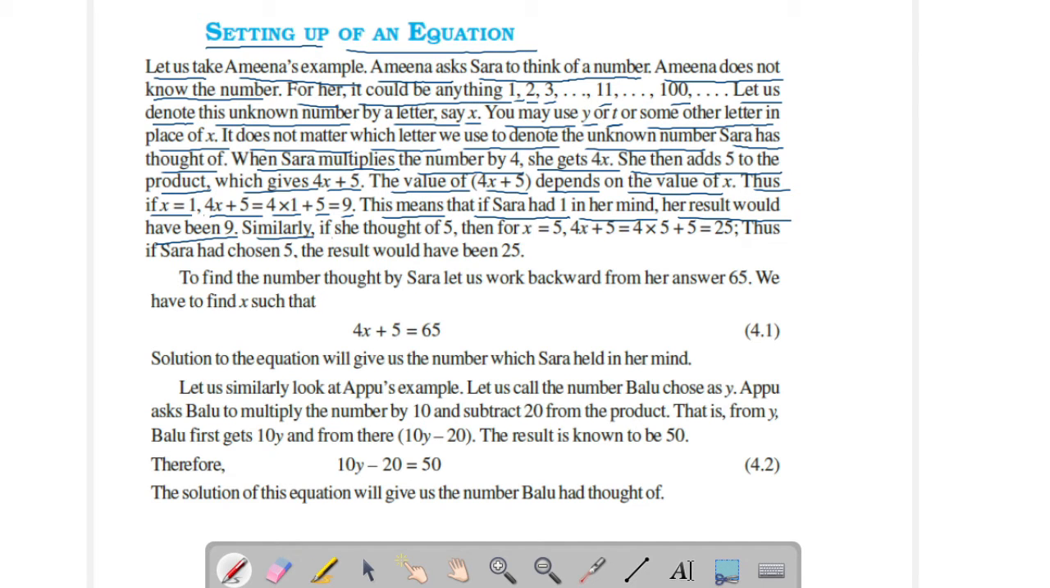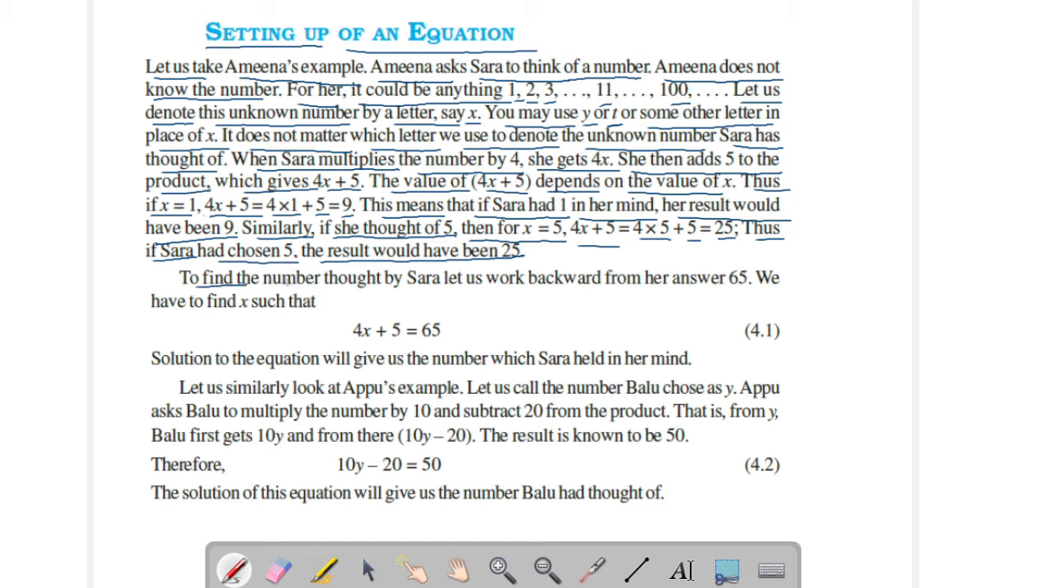Similarly, if she thought of 5, then for x equal to 5, 4x + 5, replacing x by 5, can be written as 4 × 5 + 5. That is, 4 × 5 is 20, 20 + 5 is 25. Thus, if Sarah had chosen 5, the result would have been 25.